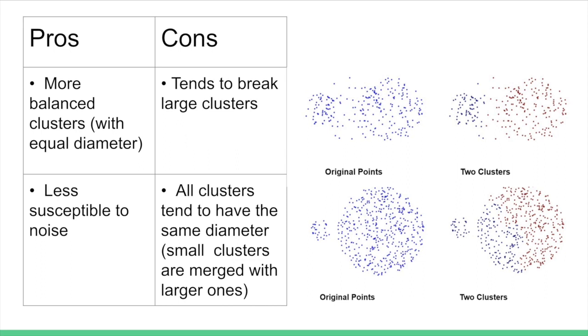The pros and cons of this linkage: the pros are that it creates more balanced clusters with equal diameter, and these clusters are less susceptible to noise and outliers. In the top picture, you can see that with a lot of noise and outliers, it still successfully manages to cluster them into two groups. The cons are that it tends to break larger clusters, because it creates balanced clusters and all clusters tend to have the same diameter. In the bottom picture, you can see that with a small cluster and a huge cluster, it splits them up so that both clusters are of equal diameter, and that's not how we would expect these two clusters to be clustered.